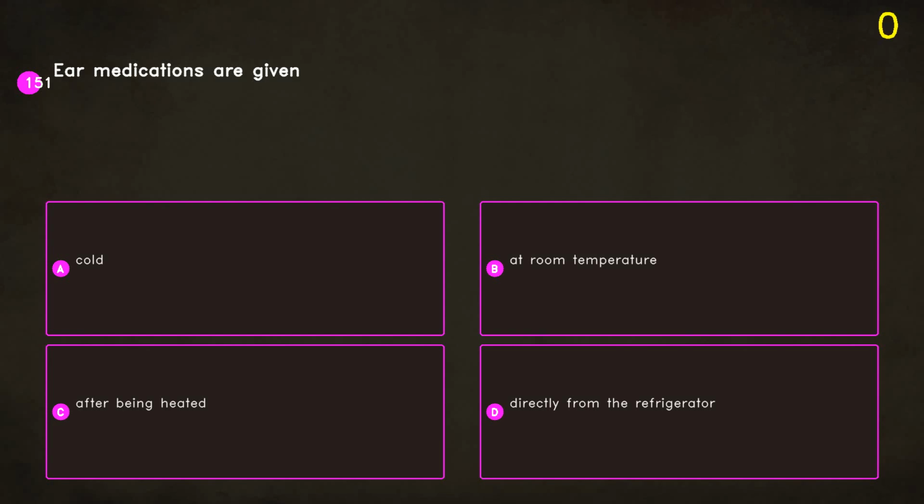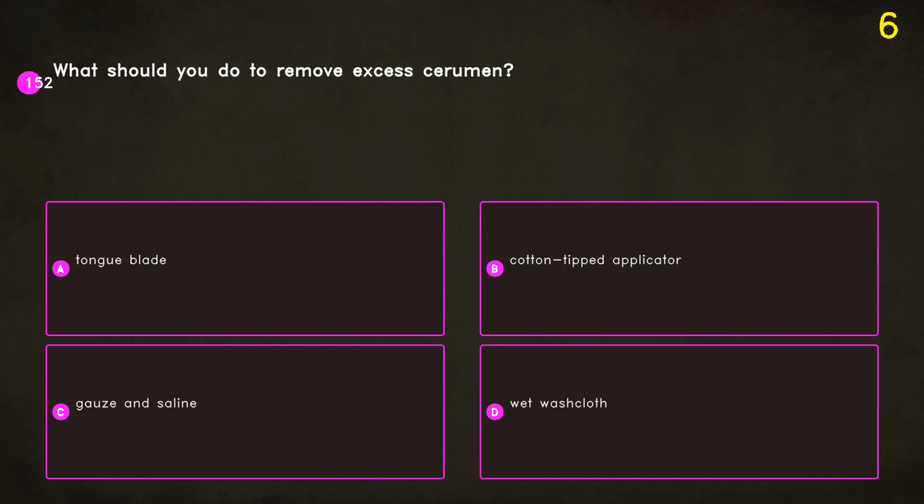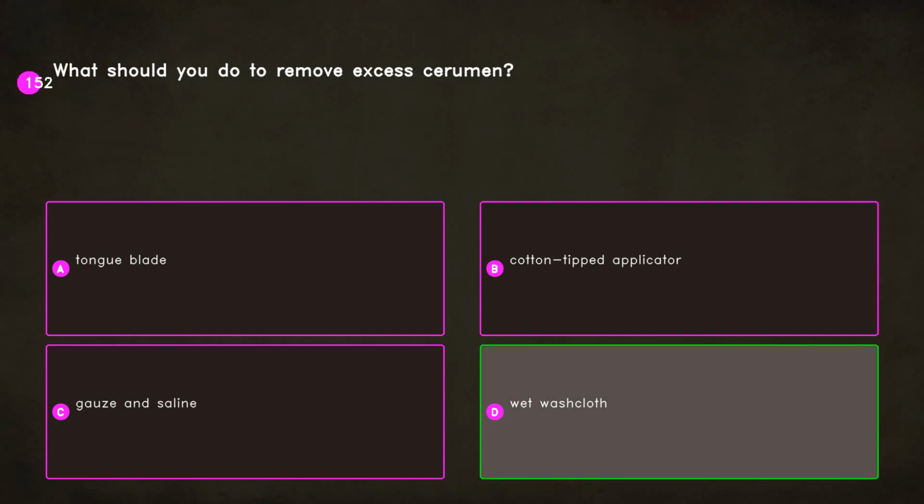Directly from the refrigerator. The correct answer is at room temperature. Question 152. What should you do to remove excess cerumen? A. Tongue blade B. Cotton-tipped applicator C. Gauze and saline D. Wet washcloth. The correct answer is wet washcloth.